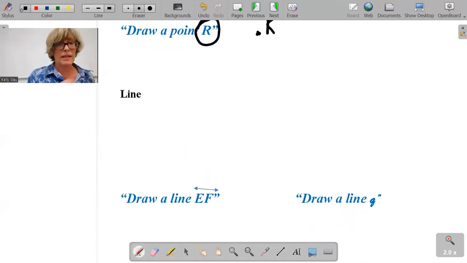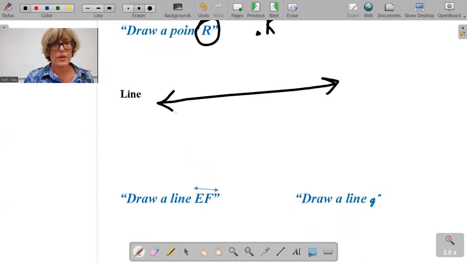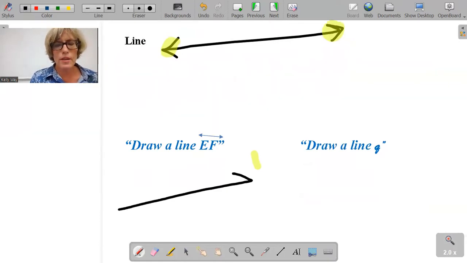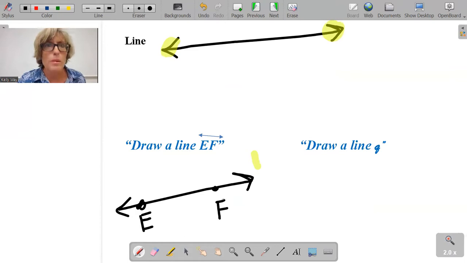A line. Notice the double arrows. The double arrows means, in theory, that line goes on to infinity both directions. If I were to ask you to draw a line EF, it would look like this. Line EF, doesn't matter which way it tilts. That would be line EF. Notice the capital letters means there's 2 points on that line.